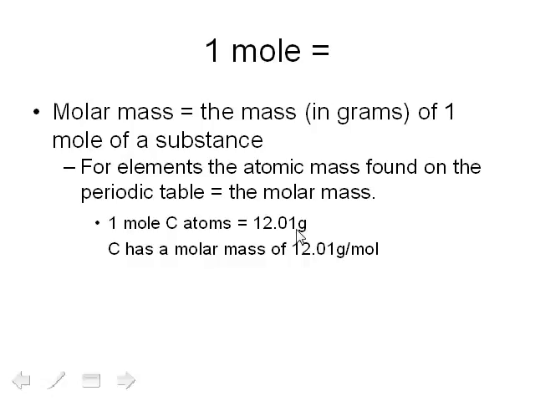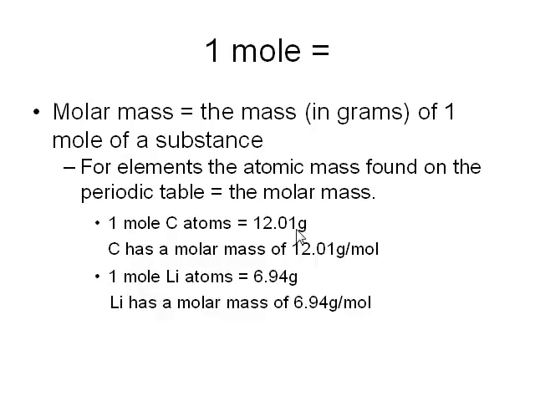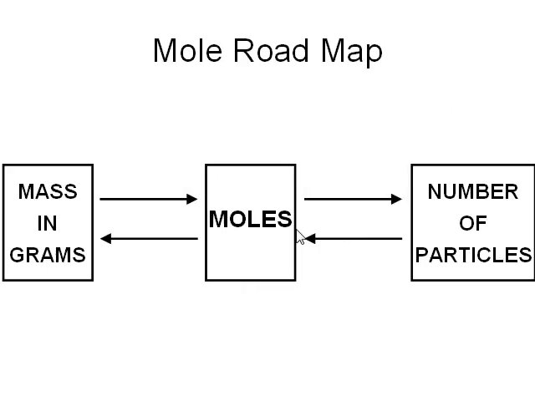Okay, back to the periodic table. Find lithium and find its molar mass. So 1 mole of lithium atoms equals 6.94 grams. In other words, lithium has a molar mass of 6.94 grams per mole. Let's put this all together, both sides of the bridge, in what we call the mole roadmap. We have our mass related to particles by way of the mole. The mole is the connecting piece.